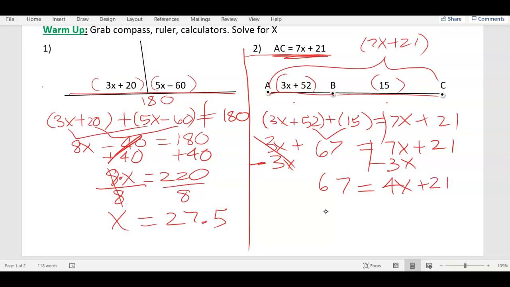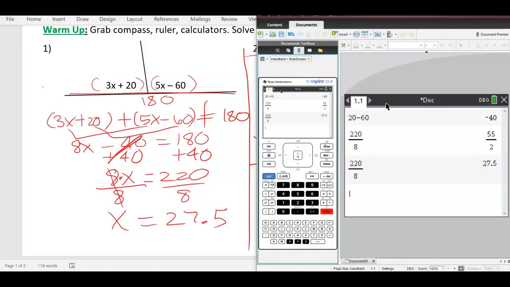Now, on the right-hand side, I have a 2-step problem. I got to get rid of my loaner again. What's the loaner on the right side? 21. It's positive, so I'm going to subtract 21. 67 minus 21 is 50. That's not right. 46. Last step. If I have a coefficient, I divide. Divide by 4. Divide by 4. Now, 46 divided by 4, I'm going to let my calculator do the work for me, is a fraction that I need to press Control Enter, and I get 11.5.